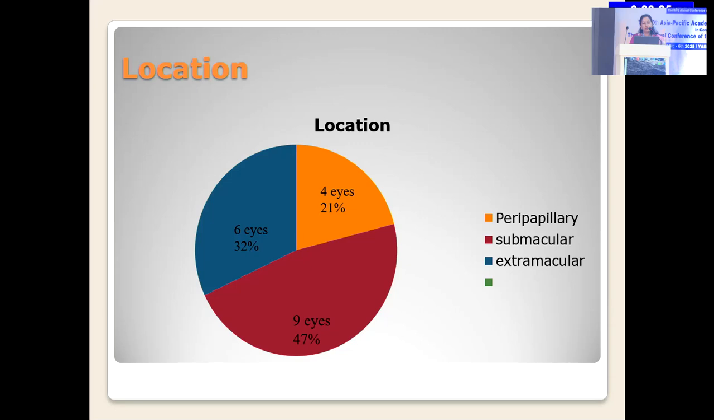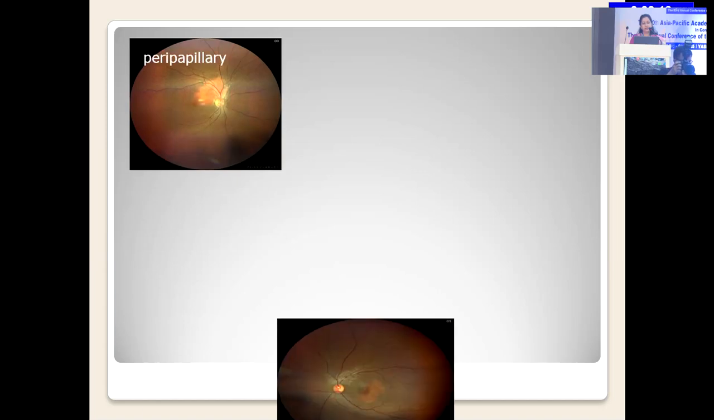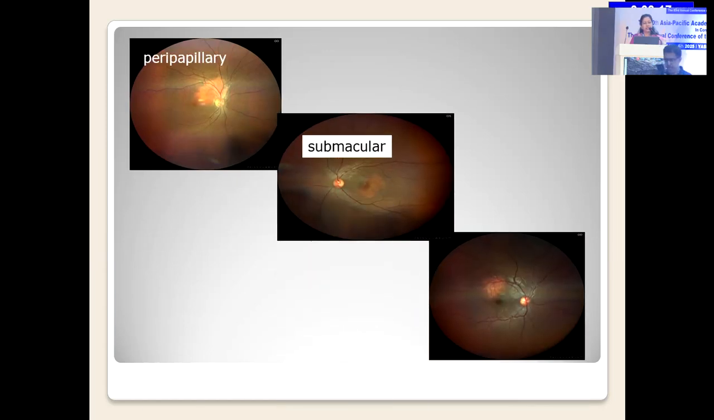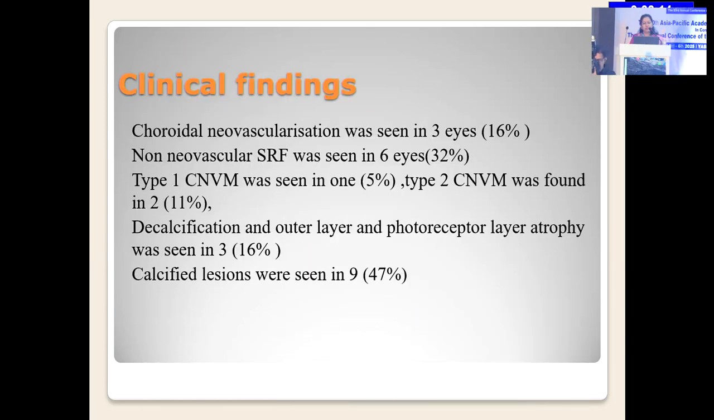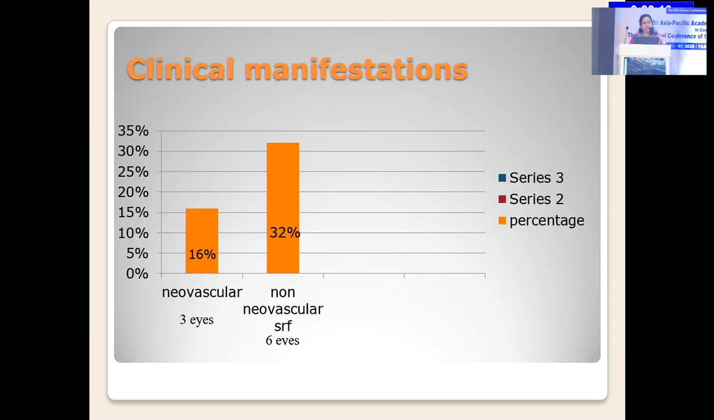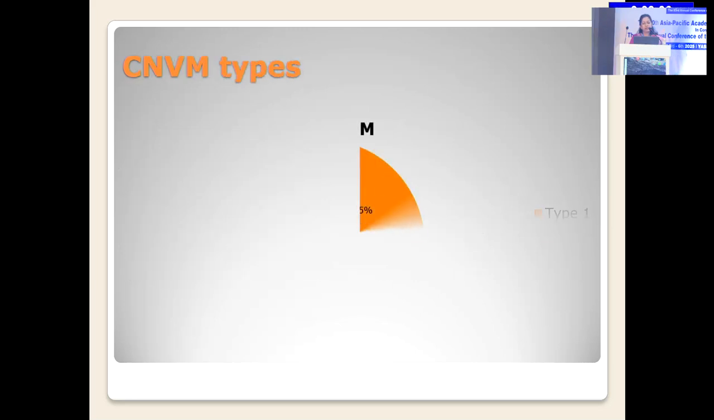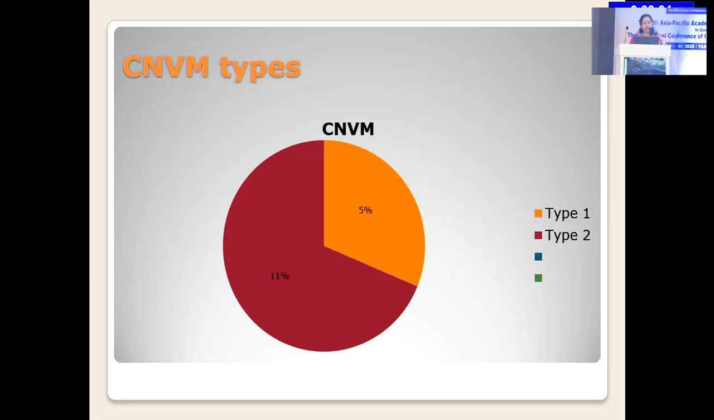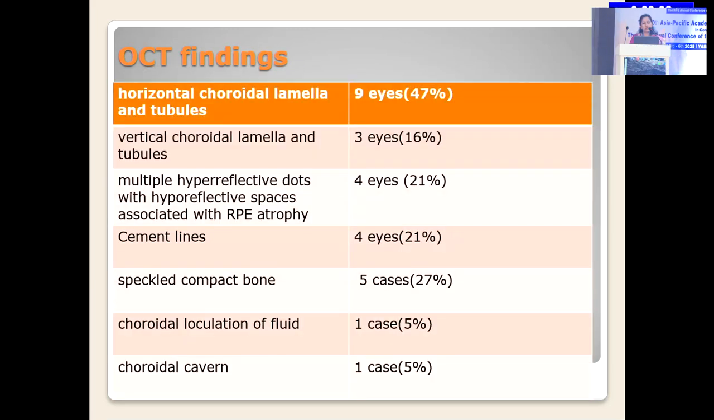Location. Peripapillary lesions were seen in 4 eyes, submacular lesions in 9 eyes, and extramacular in 6 eyes. The fundus photo shows the peripapillary, submacular, and extramacular locations. Coming to the clinical findings, non-neovascular SRF was seen in 6 eyes and neovascular SRF was seen in 3 eyes. Type 1 CNVM in 5% and type 2 in 11%.